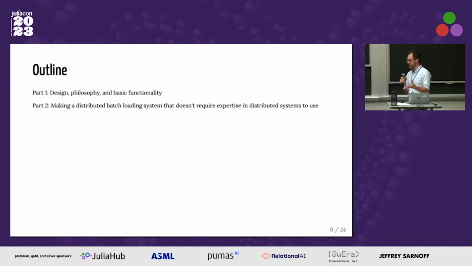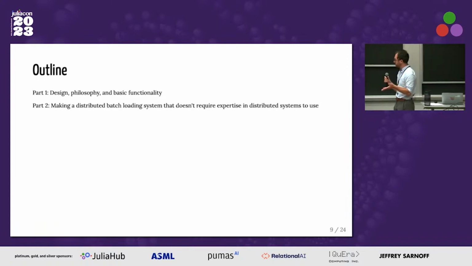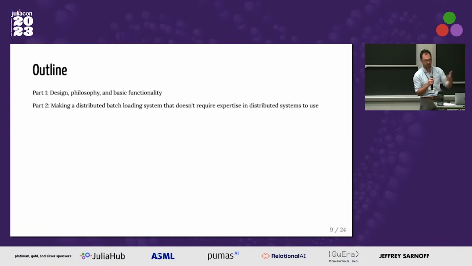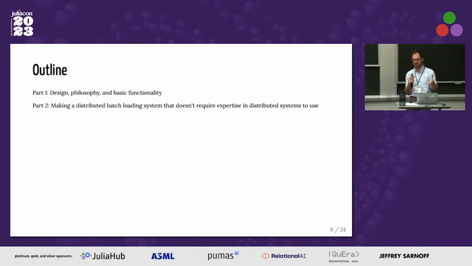Okay, so there's going to be two parts to this talk. The first part is going to be talking about the overall design: the constraints we were working with, the design philosophy that guided the overall structure of this package, and the basic functionality. There's going to be a little bit of an interactive demo. And the second part is how do you, like I said, hoist this system into the cloud to make it work in a distributed setting, either in the cloud or on a large machine where you want to do multiprocessing.